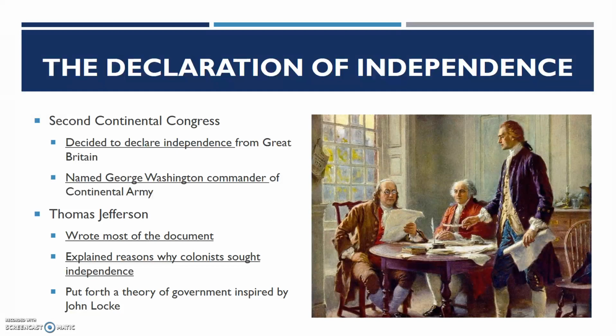The Declaration of Independence was actually signed during the Second Continental Congress. The Second Continental Congress brought delegates from all the colonies to discuss what to do with the problems with the British government, and they eventually decided that it was time to declare their independence. They also named George Washington commander of the Continental Army, and they tasked Thomas Jefferson with writing the Declaration of Independence. He wrote most of it, and he also explained in it why it was important that the colonies seek their independence. He lists all the grievances, all the complaints that they have against the British government. And he also puts forth a theory of government that was inspired by a man named John Locke, who was an Enlightenment thinker from Europe. We'll discuss that in the next slide.